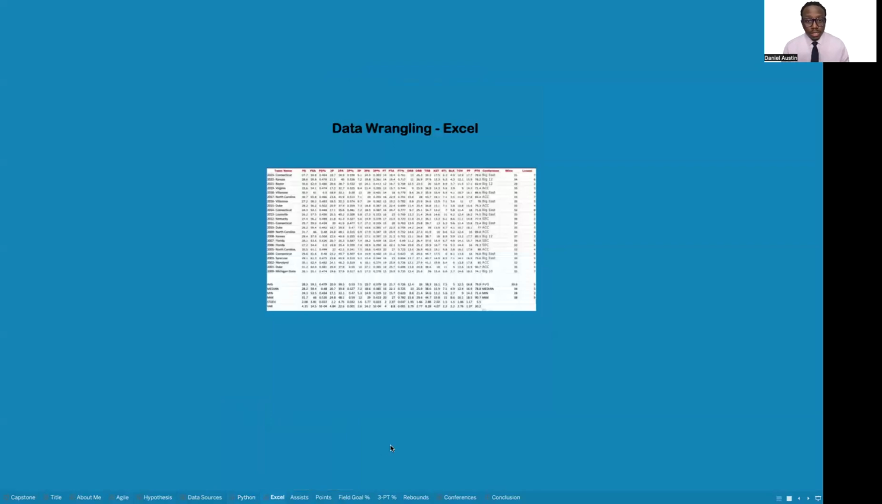I also did some data wrangling in Excel. Sorry for the small font there, but as you can see, I have all of the data laid out there. And then I was able to calculate averages, medians, minimums, maximums, standard deviations, and variances, just to analyze what trends may be occurring, or who has the largest variance or gap, or difference in standard deviation on assists per game or rebounds per game for each team that has won a championship since 2000.